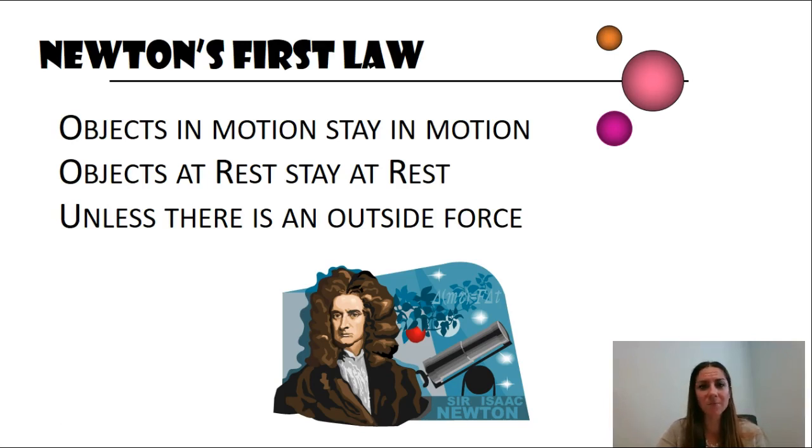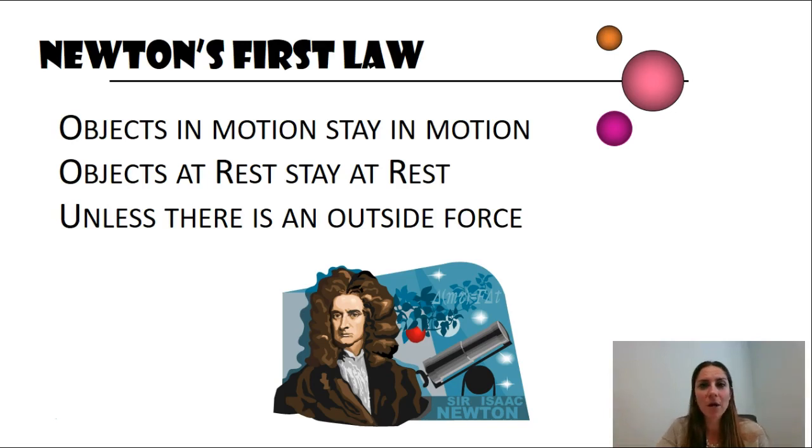If an object is moving at a zero velocity, so at rest, it stays at that velocity. Even though this is technically a separate part, objects at rest stay at rest, it's really a continuation of the first part, because it says that if an object has motion, it's going to keep its constant motion. The second part, unless there's an outside force, describes the everything else case, right?